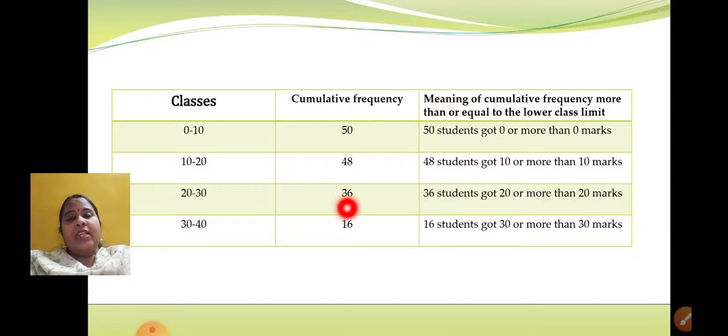I hope you are understanding it. Do not get confused. For CF more than type, you have to consider the lower limit. For CF less than type, you have to consider the upper limit. Randomly, if I ask you any value from here, what is the meaning of this CF 36 for the class 20 to 30? How will you write it in a statement? 36 students have got marks 20 or more than 20. I hope the meaning of cumulative frequency more than type is understood. Yes, this can be asked as a 1 mark question in the exam.